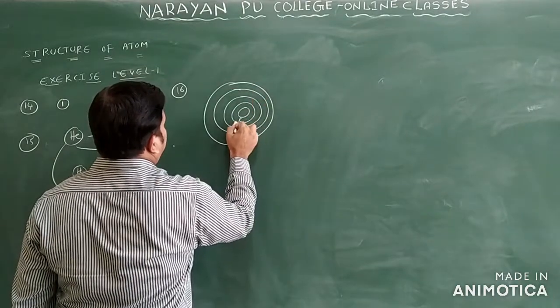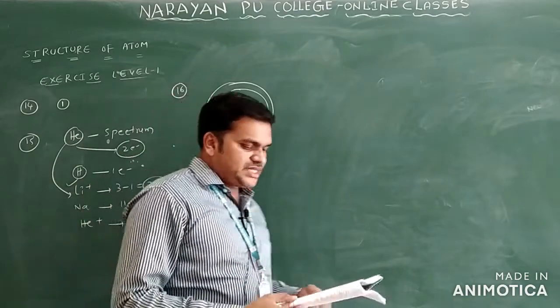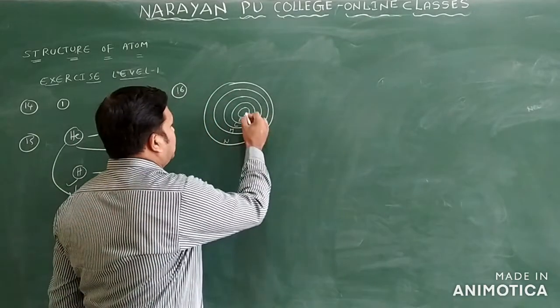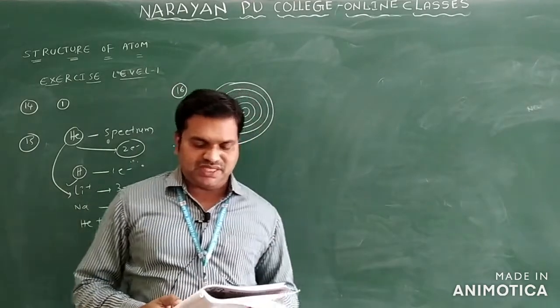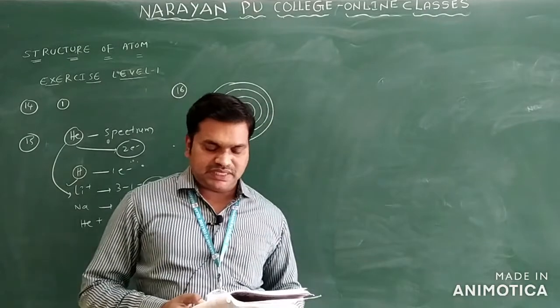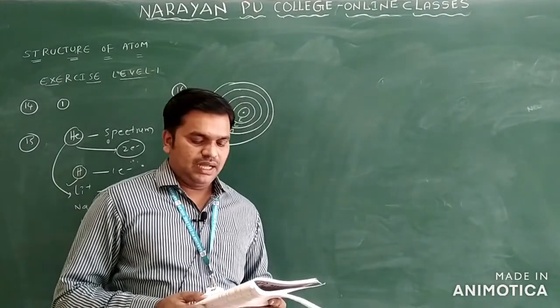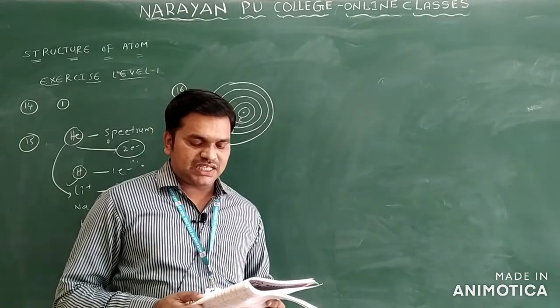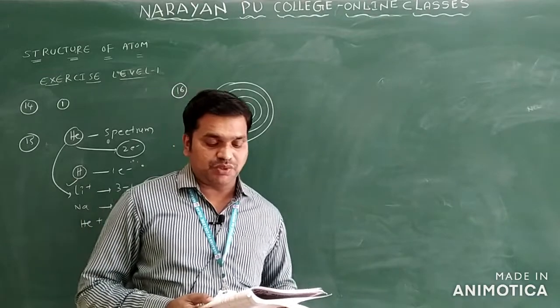You will write here K, L, M, N, like that you can write it only. So energy of the orbit, this is the nucleus we have. Energy of the orbit: when it is possible, you can see the different options are given. Increases as we move away from the nucleus, decreases as we move far away from the nucleus, and remains the same as we move away from the nucleus. Fourth one is what? None of these only.